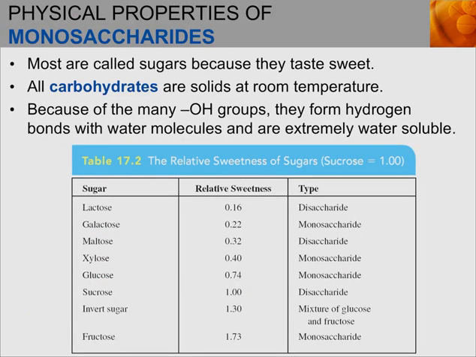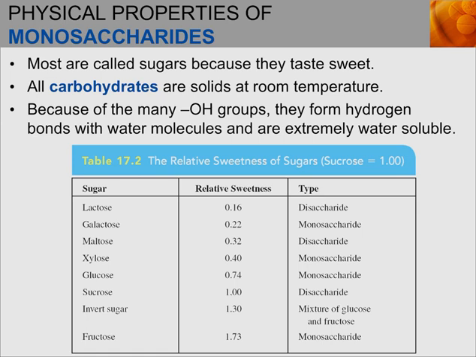Now, most monosaccharides are called sugars because they taste sweet. And all carbohydrates are solids at room temperature. Because of the multiple OH groups on our monosaccharides, they can form hydrogen bonds with water molecules, and therefore they're really soluble in water.